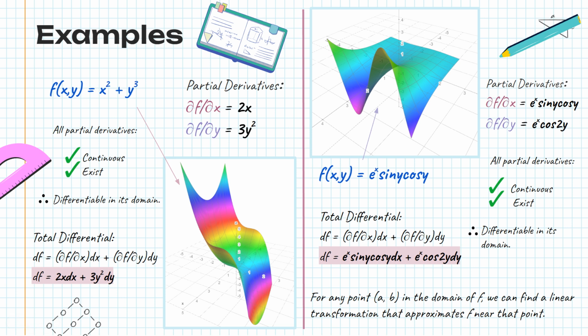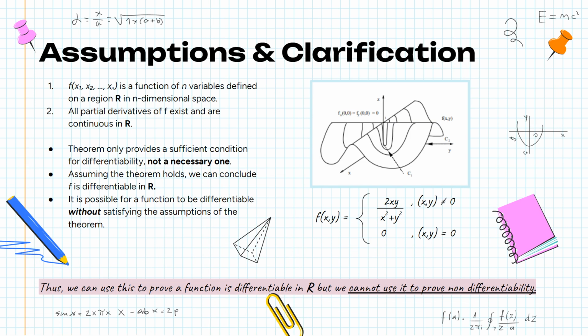So let's go over some assumptions and clarifications for the theorem. If f of x1, x2, all the way to xn is a function of n variables defined on a region R in n-dimensional space, that is our first assumption. We're also assuming that our partial derivatives exist and are continuous in R. This theorem only provides a sufficient condition for differentiability, not a necessary one. So that means that if the assumptions of the theorem hold, the ones that we just listed, then we can conclude that f is differentiable in R.